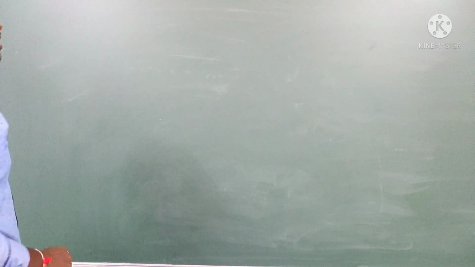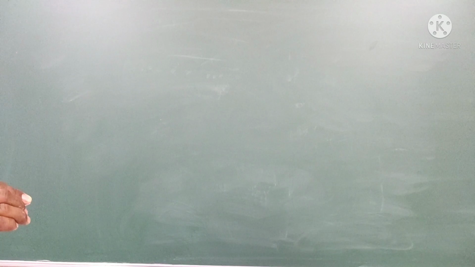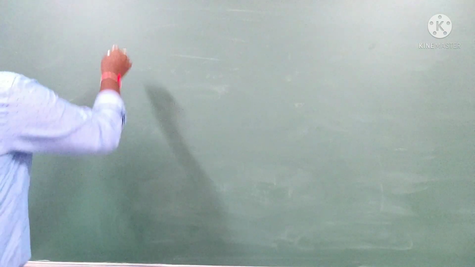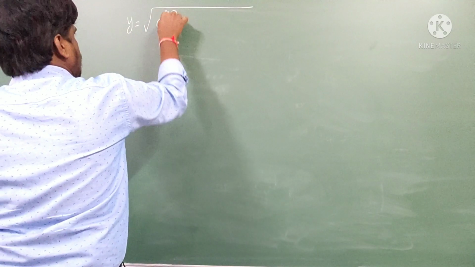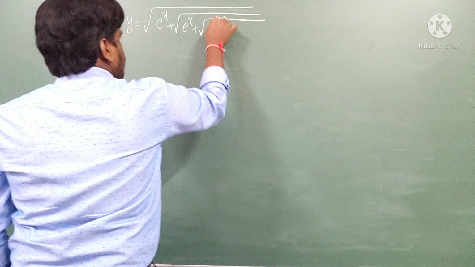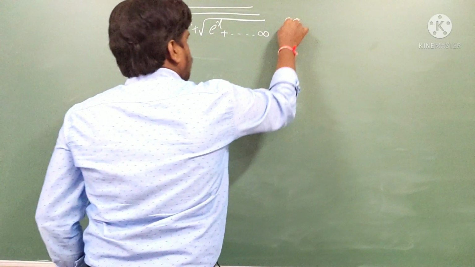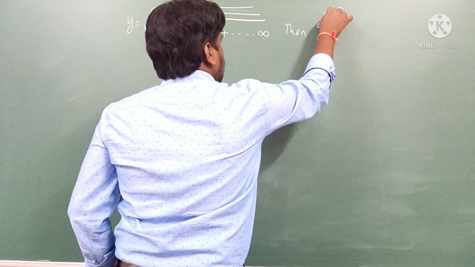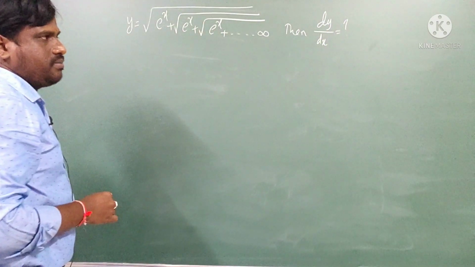Students, good afternoon. Let's discuss shortcut questions on differentiation. Y is equal to square root of e power x plus square root of e power x plus square root of e power x plus so and so infinity. Then find dy by dx.